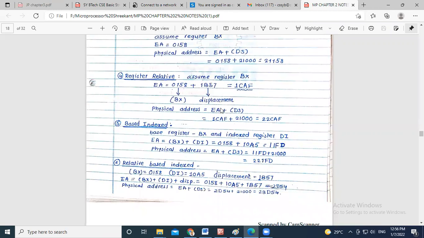How are you going to find the physical address? Effective address plus data segment address. The data segment is given as 21,000. Add the 1CAF that you found as the effective address. So in total it becomes 22CAF.